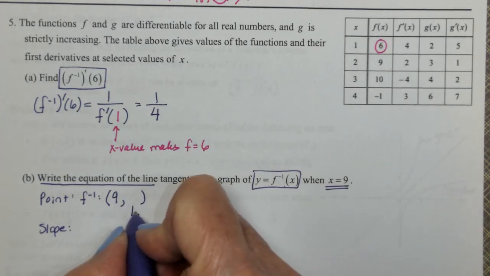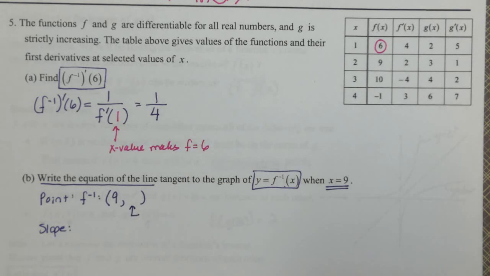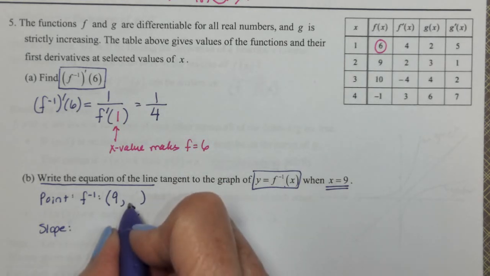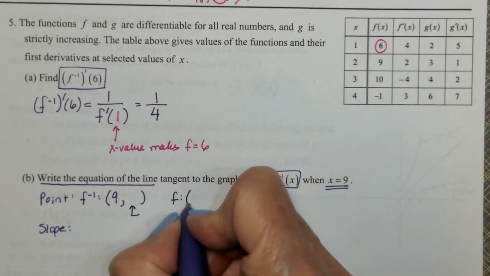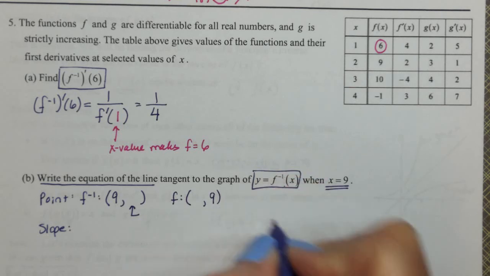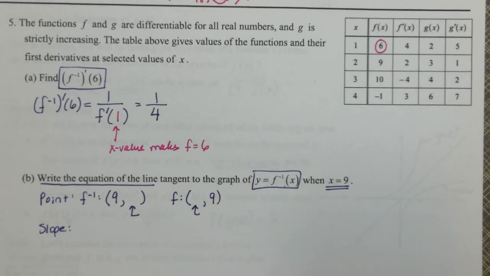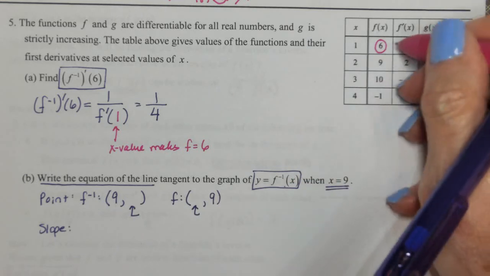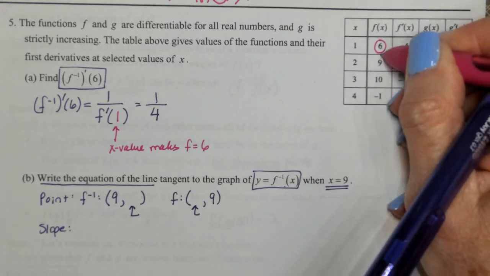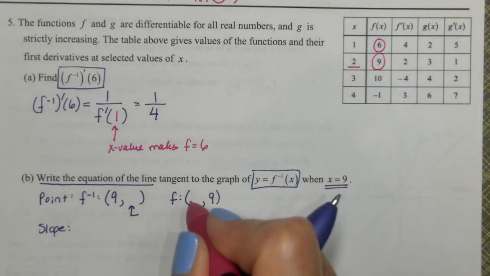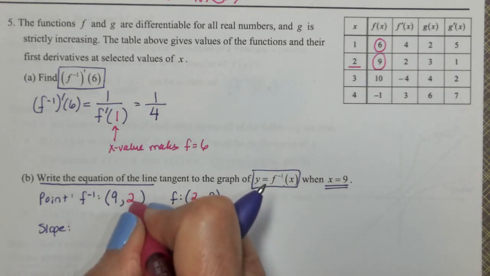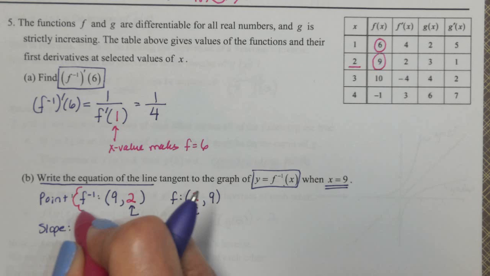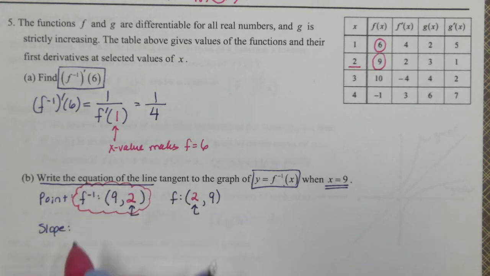So I want the y coordinate on f inverse, and the y coordinate on f inverse is the x coordinate on f when f is 9. So on f, the y coordinate will be 9, and I want the x coordinate. Well, the x coordinate that makes f 9 is 2. The point (2, 9) is on f. So the point (9, 2) is on f inverse. That's the point we will use for our equation of the line.